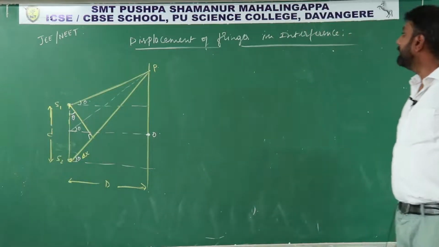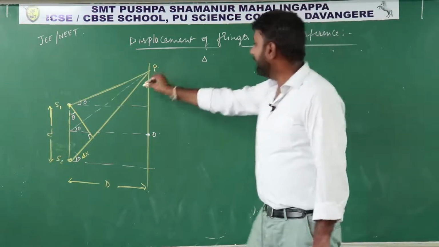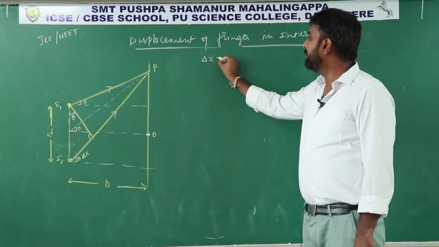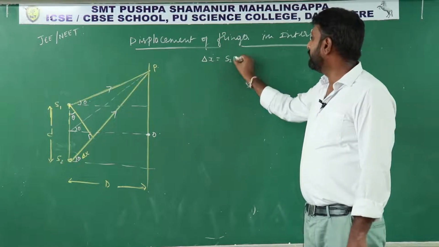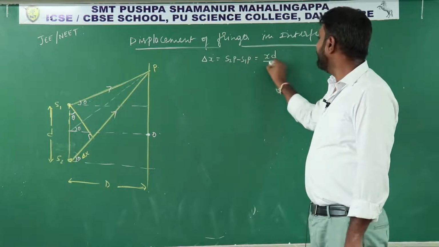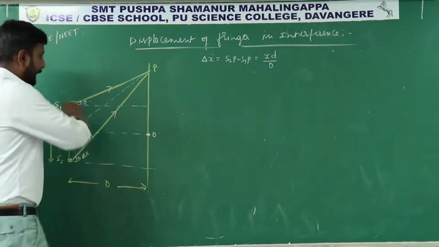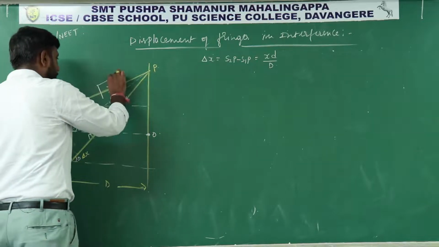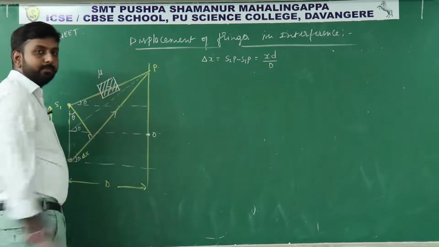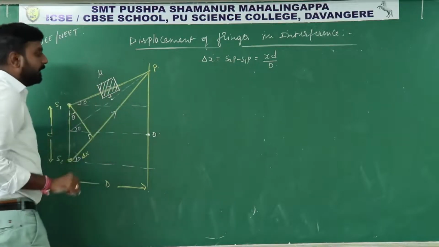Here, what is meant by displacement of fringes in interference? In this case these waves are traveling in an air medium. We came to know the path difference delta x is equal to S2P minus S1P, and that value is xd divided by capital D after obeying the two approximations. Then in any one of the paths you place a glass slab. This glass slab has refractive index mu and thickness t.